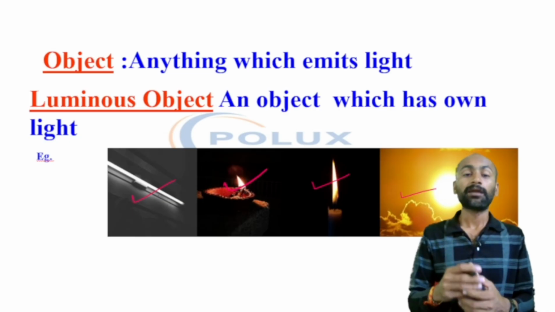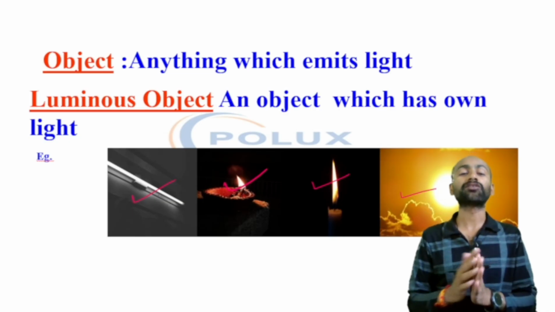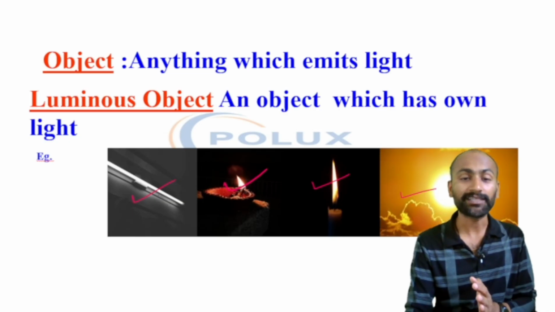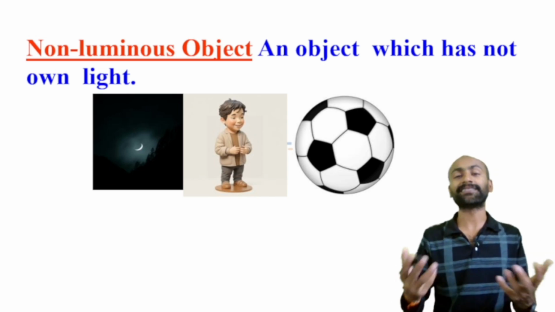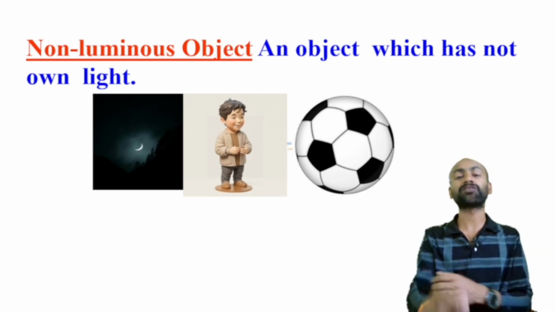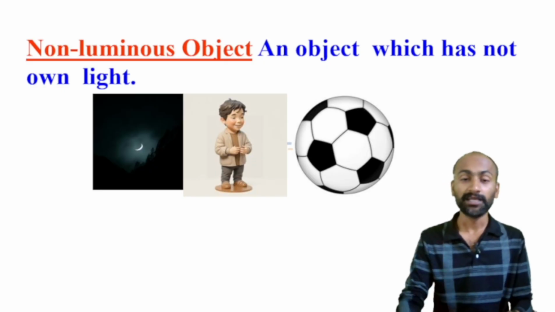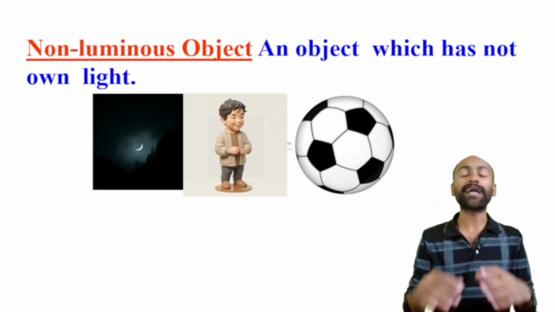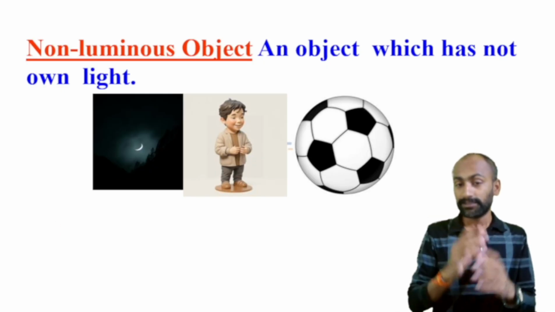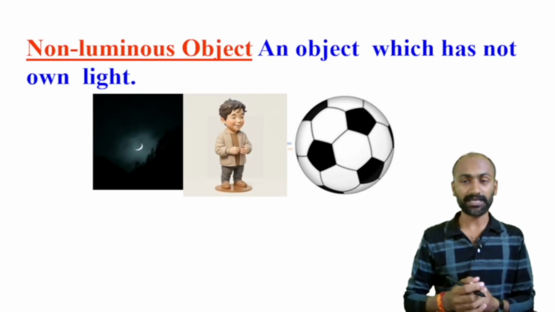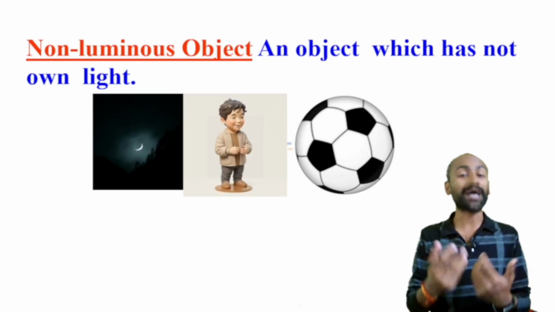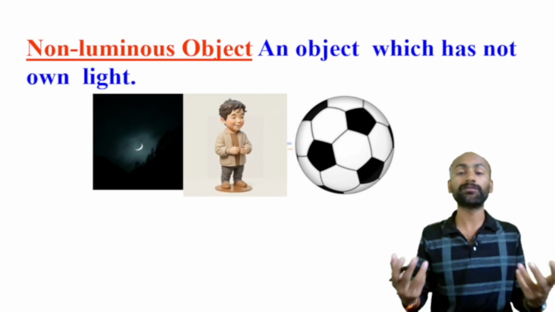Okay, fine. Another type of object is called a non-luminous object. And what is that? An object which does not have its own light is called a non-luminous object. Examples are here. You can see the moon. The moon has not its own light. Human, ball, pen and many things are there which have not their own light, that is called a non-luminous object.